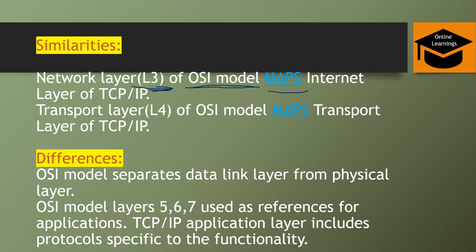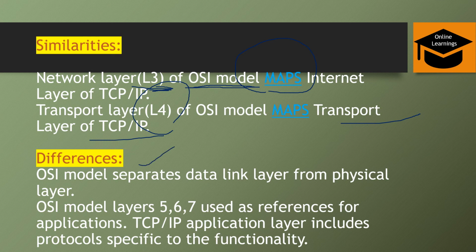It maps, very important, to the internet layer. So the network layer and the internet layer are the same, but the network layer is of the OSI model and the internet layer is of the TCP/IP model. Then the transport layer, layer 4 of the OSI model, and the transport layer of the TCP/IP model are the same because the names are also the same. The only similarity is that the network layer is the same as the internet layer. Of course, there are some differences in the protocols, there are advanced protocols, but the functionality is the same.